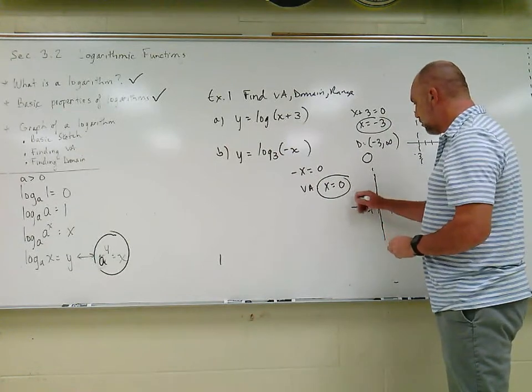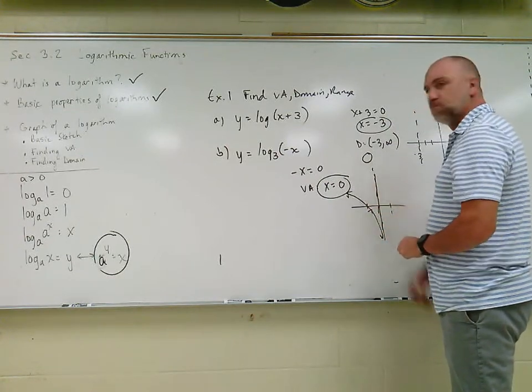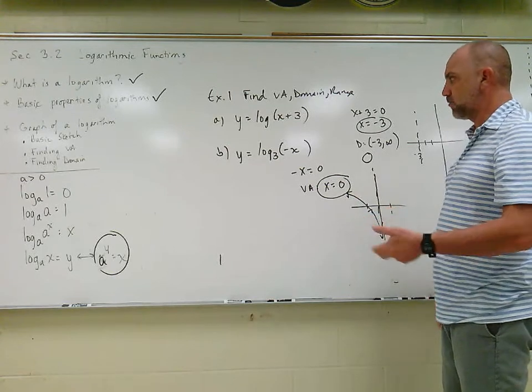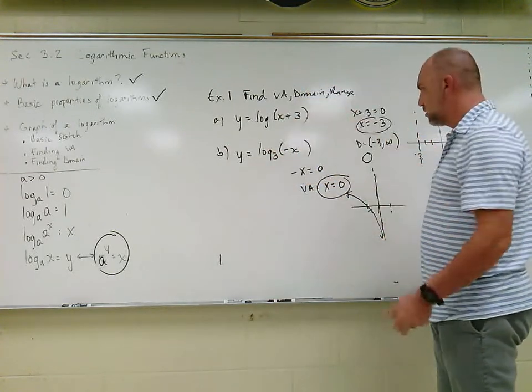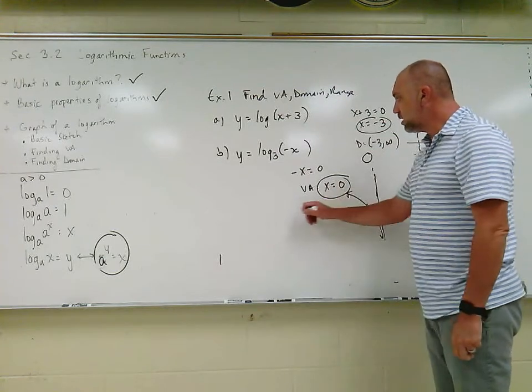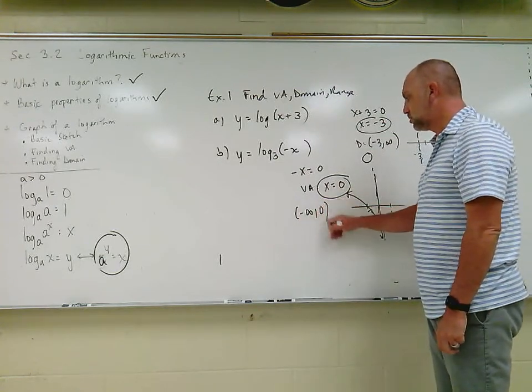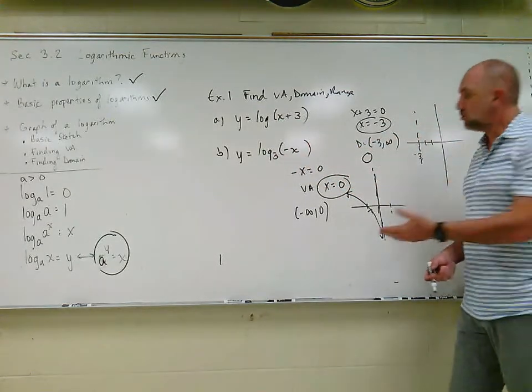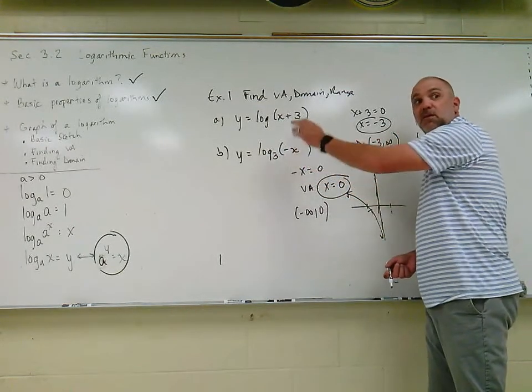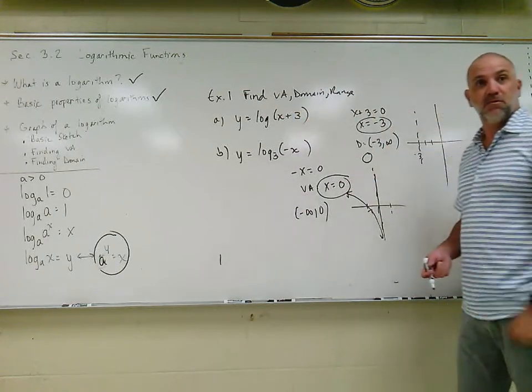So you can see the graph does this. If you looked at it on your calculator, you could just change the base and do log of -x. But I can see the domain has to be -infinity to 0 because I can only plug in negatives. Because why can I only plug in negatives? Because negative of a negative is a positive.